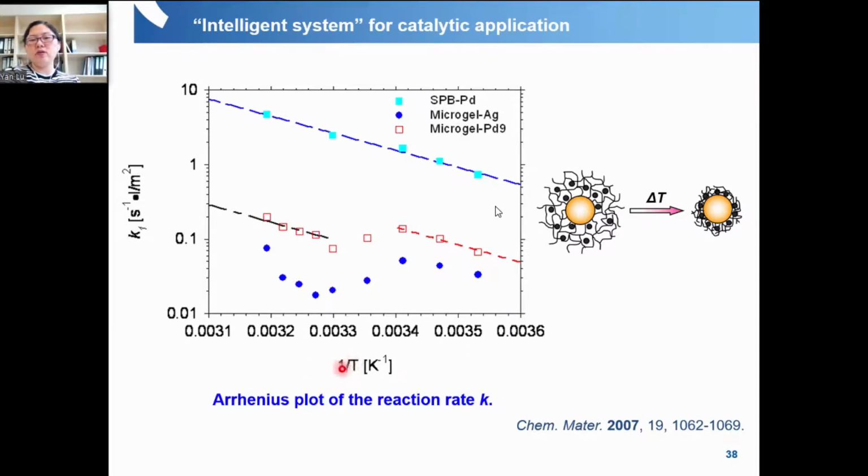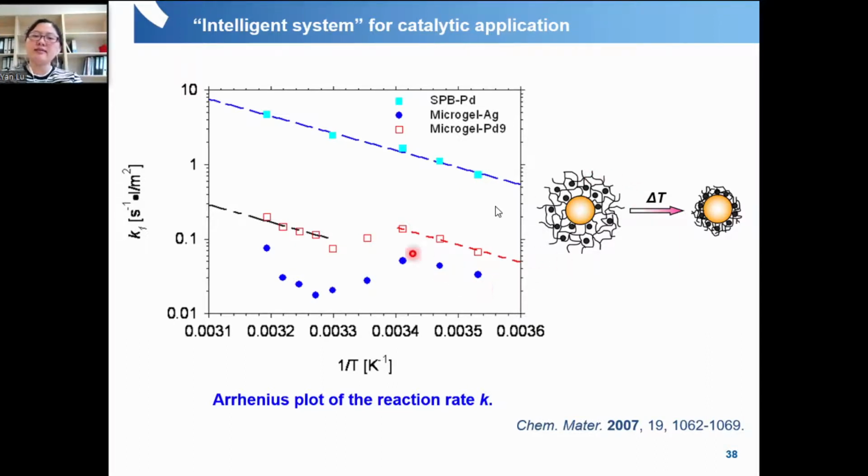So it's 1 over absolute temperature. And for these green points here, these are for the normal platinum nanoparticles, which are embedded in a kind of non-thermosensitive polymer templates. And here you see a typical linear behavior of this Arrhenius plot. And so for this part here, you see a totally different behavior. Yeah? So for the red points, this is platinum nanoparticles embedded in the microgel. For the blue points here, these are the silver nanoparticles embedded in these temperature-sensitive microgels.